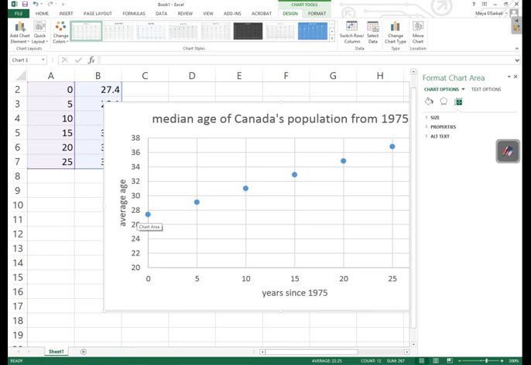I double clicked on my y-axis and I picked my minimum value to be 20. Yes, I did pick that, because my minimum value here was 27. So 20 is a good value, right? It's not too close, it's not too far. You can pick 25 if you want. 27 is close to 30. Yes, but you can't pick a value that's higher than 27. You want to have some space, you can't omit that.